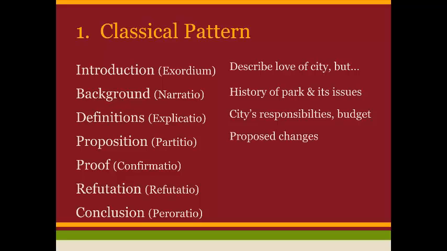Then she'll move into her proposal. She is proposing several very specific things: new equipment for the playground area, crosswalks to get over to the park because she lives on a busy street, better lighting, and converting the large field that goes unused into bike paths and a community garden. Her proof would come in multiple sections.